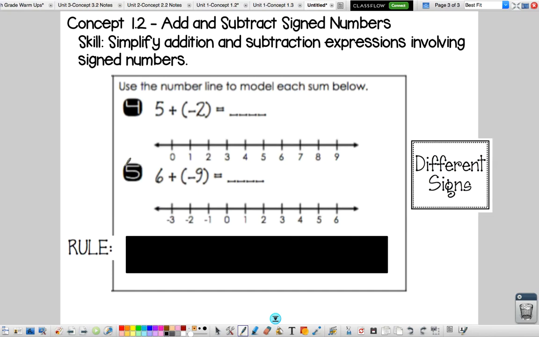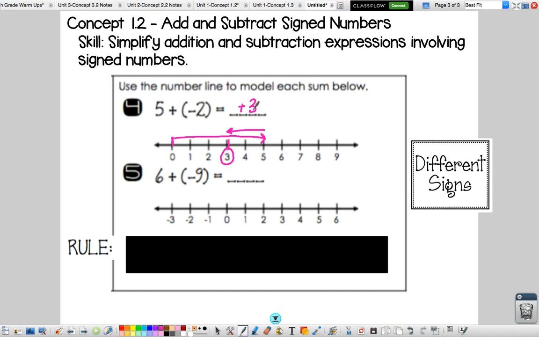The next model is using a number line. When we use a number line, we're going to start at 0, and then we move the direction and the number of spaces for the first integer. So I have positive 5, so I'm going to move 5 spaces to the right. Then I have -2. So from where I land, I move 2 spaces backwards. And I land at positive 3. So my answer is positive 3.